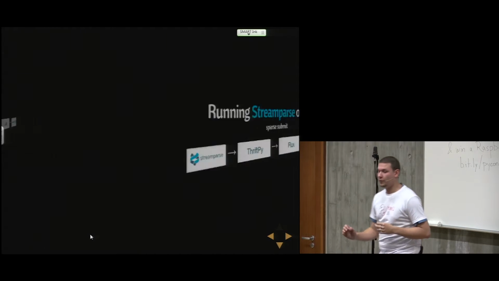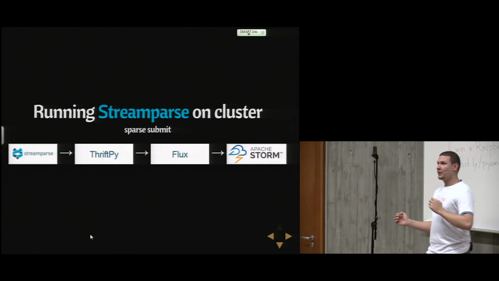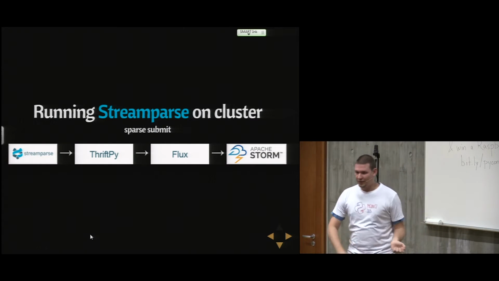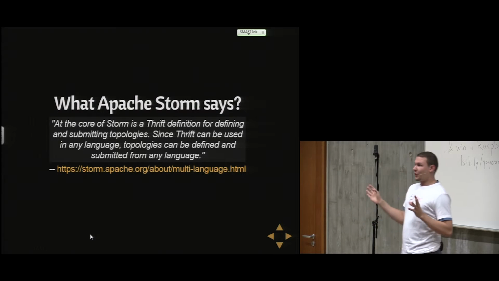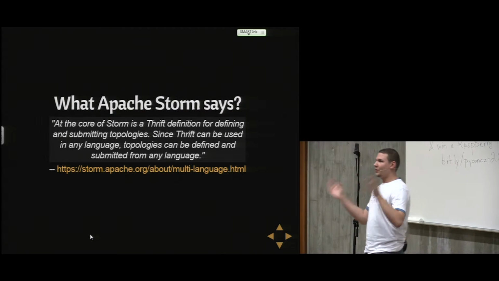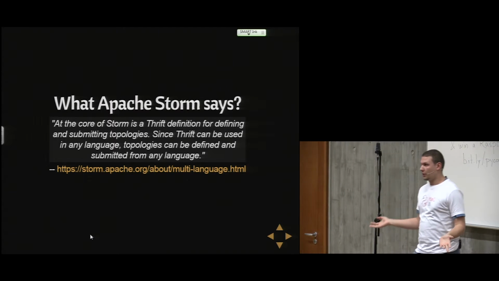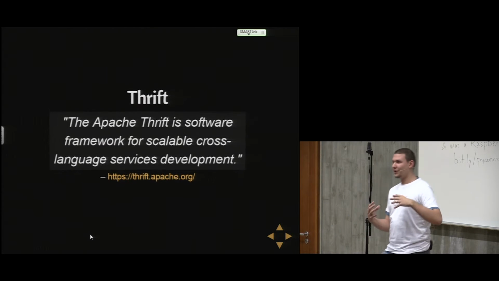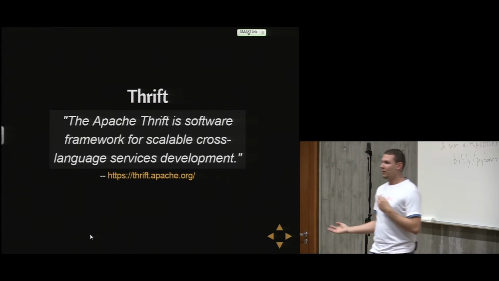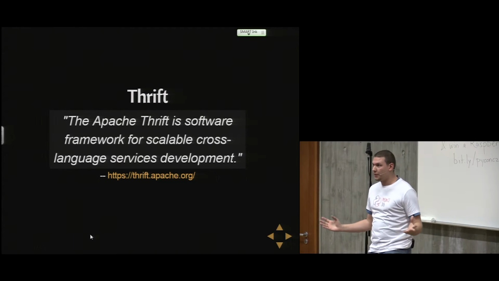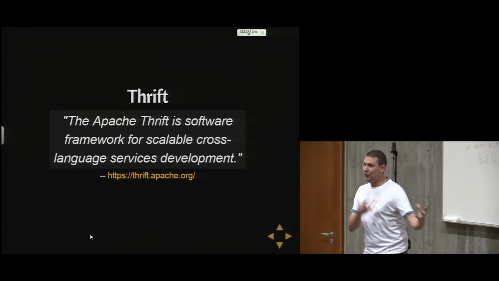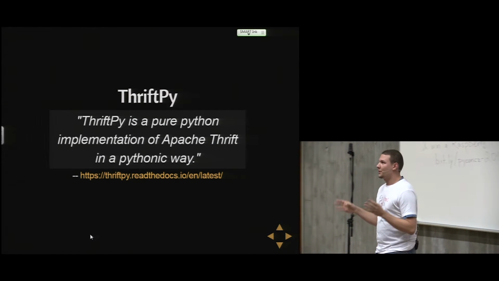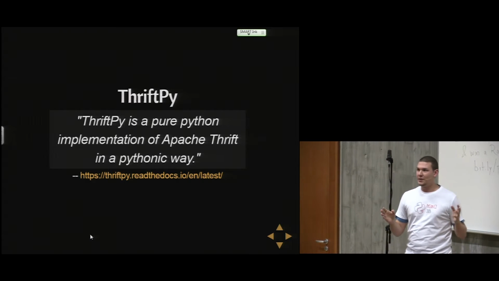What happens if we want to deploy Streamparse on a cluster? There is one more thing called thrift.py. So let's start from the bottom up. Apache Storm says that the core of Apache Storm is basically a Thrift definition. So what is Thrift? Thrift is software that can combine multiple languages together and run them. And if we move further, thrift.py is just a pure Python implementation. So again, there are no other dependencies than Python.